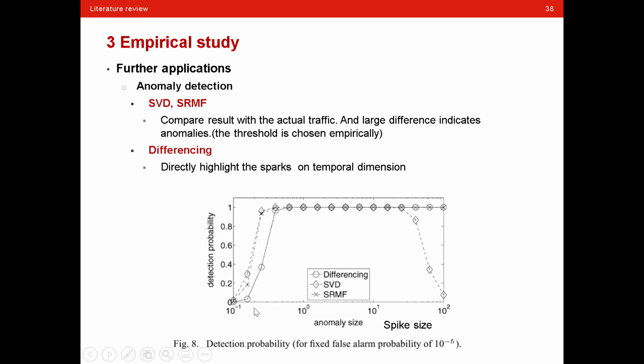And they detect the anomaly at different anomaly sizes. The anomaly size is actually a spike size they randomly add on the original data with some noise. The value of the noise is regarded as the spike size, and when the spike size is very small, which means that the noise is very, very small, then all three methods cannot detect the anomaly successfully. But if there is a larger anomaly size, the proposed method will be better.